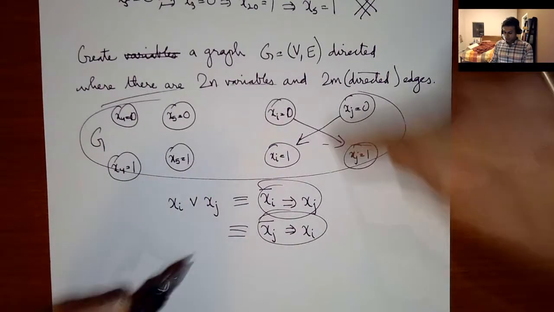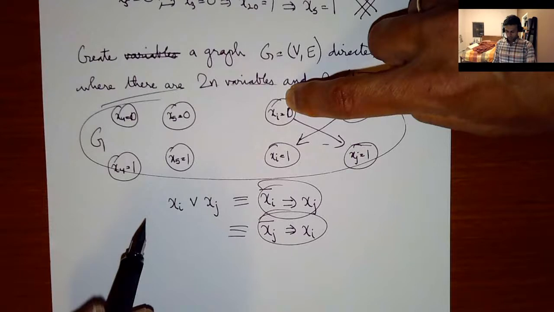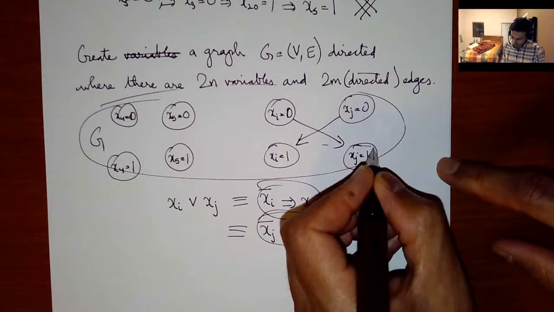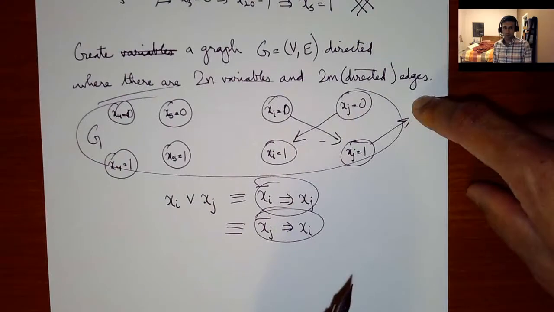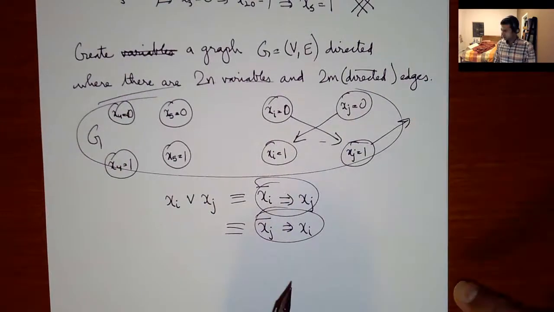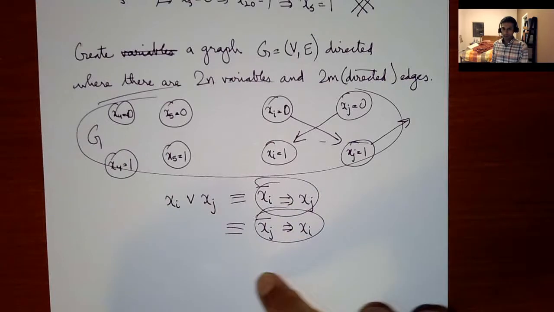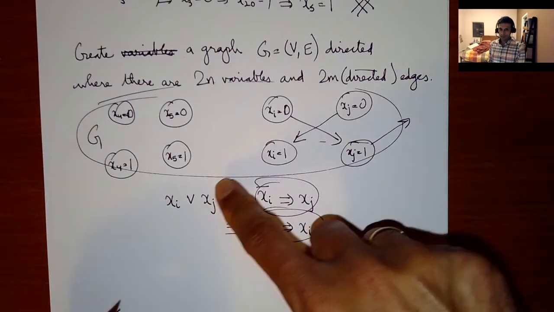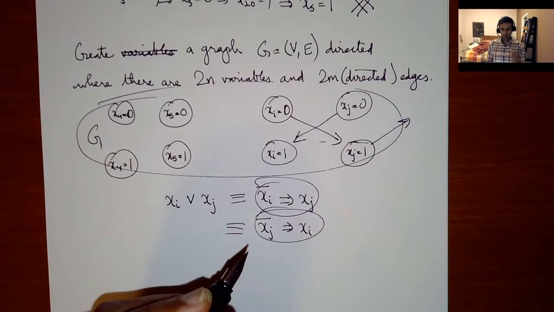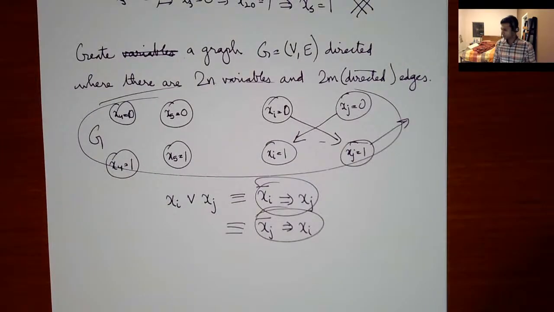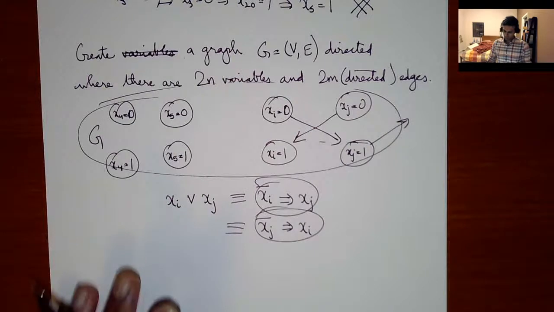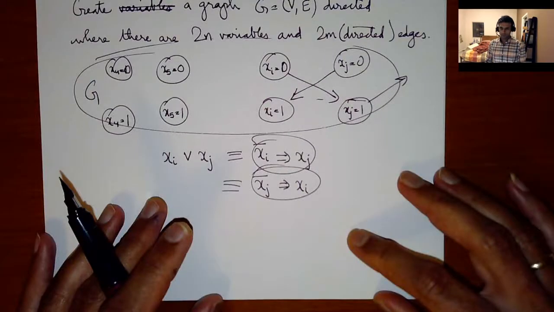So what does this mean? If you set xi to be 0, then you have to set xj to 1. But maybe xj has some out neighbors, so you have to set those to be 1. So you can keep following paths. And if the paths ever lead you back to the opposite setting, then you know that that is not feasible. Does this make sense?